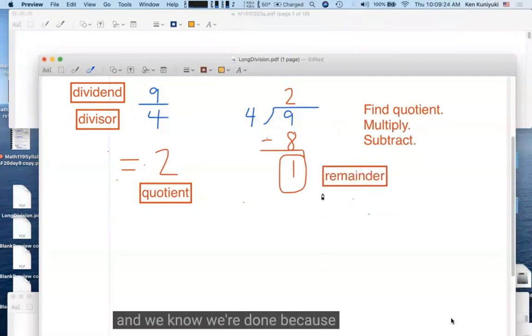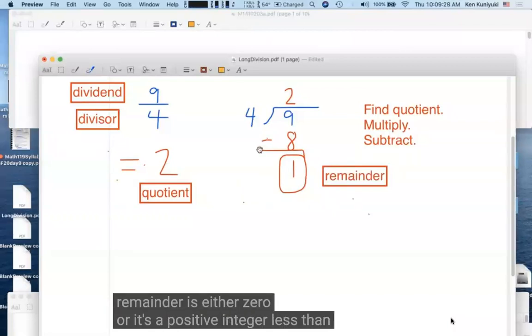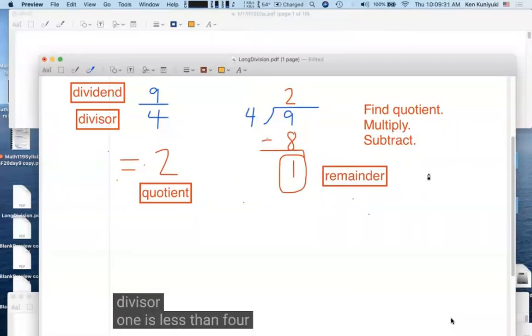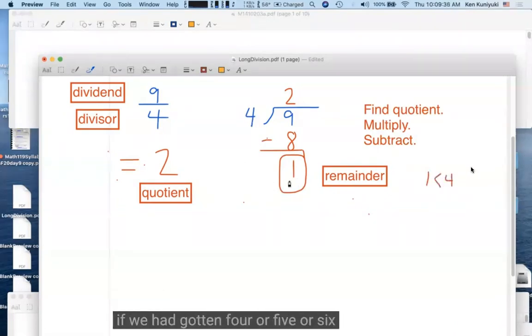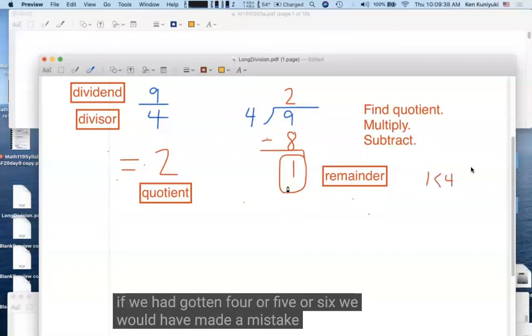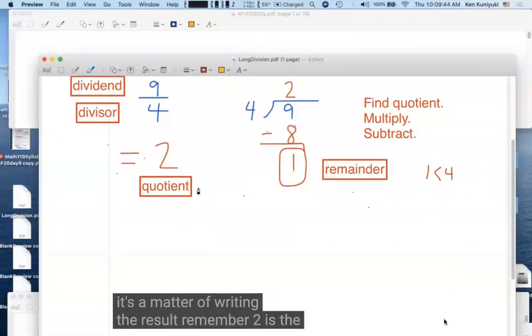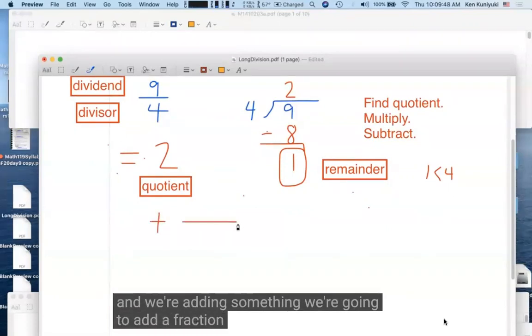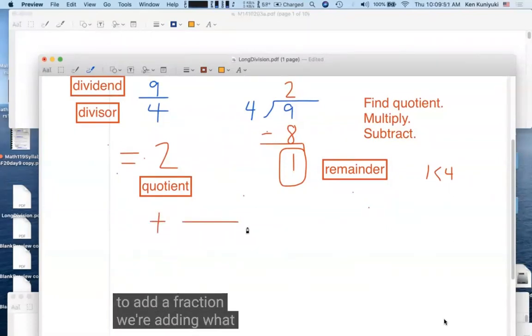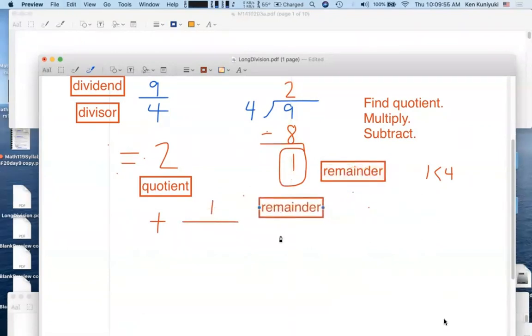1 is called the remainder. And we know we're done because the remainder is either 0 or it's a positive integer less than the divisor. 1 is less than 4. If we'd gotten 4, 5, or 6, we would have made a mistake. So we're done with this process. Now it's a matter of writing the result. Remember, 2 is the quotient, and we're adding a fraction: the remainder, 1, over the divisor, 4.